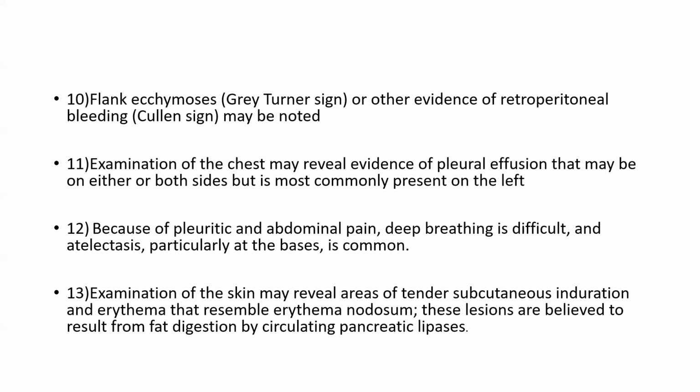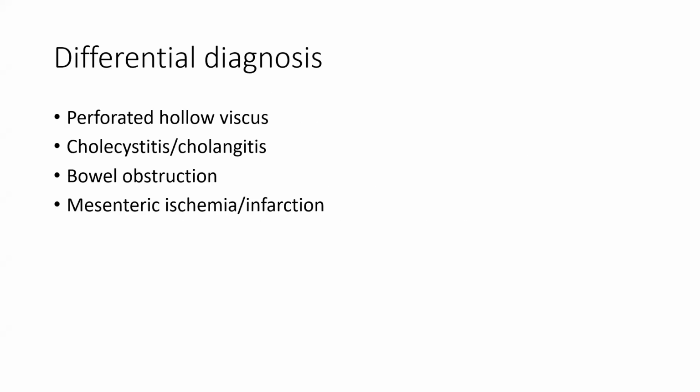Examination of the chest may reveal evidence of pleural effusion that may be on either or both sides, but is most commonly present on the left. Because of the pleuritic or abdominal pain, deep breathing is difficult and atelectasis, particularly at the bases, is common. Examination of the skin may reveal areas of tender subcutaneous induration or erythema that resemble erythema nodosa. These lesions are believed to result from fat digestion by circulating pancreatic lipases.